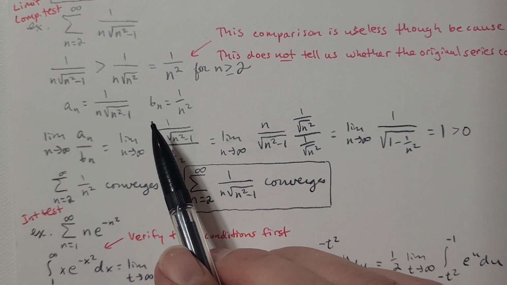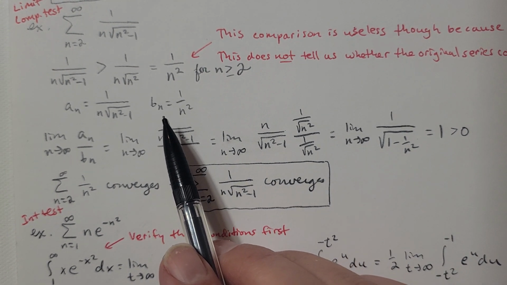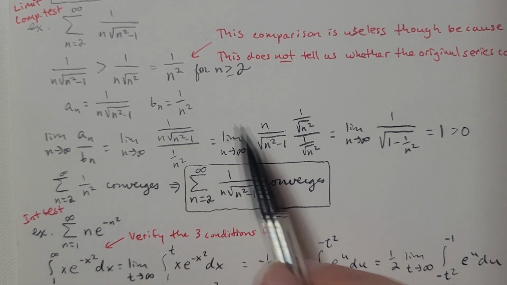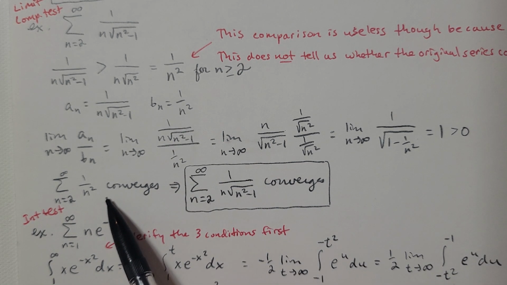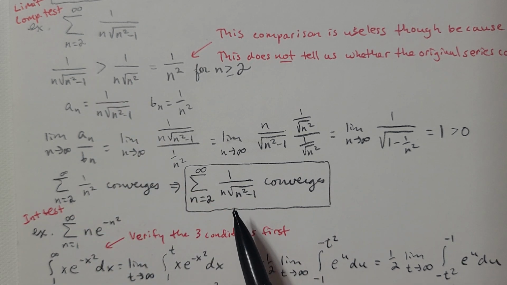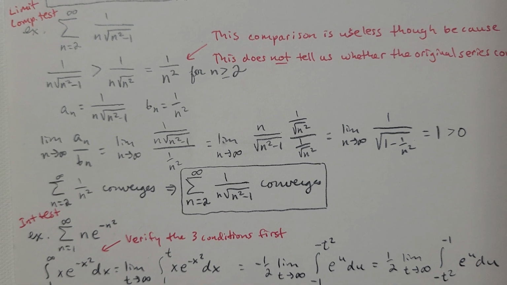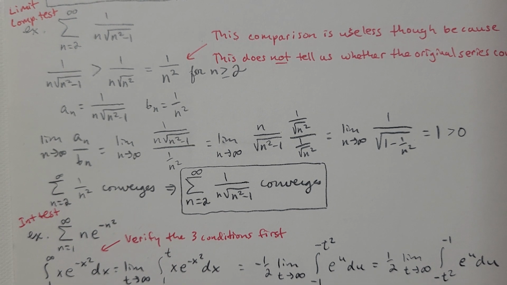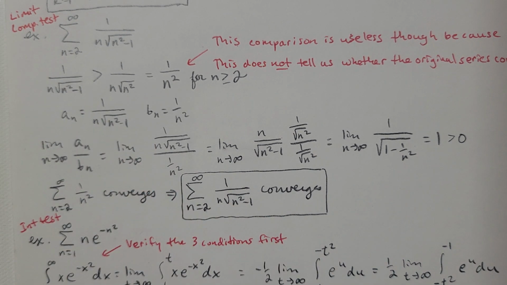And the sum from n equals 2 to infinity of b sub n is a convergent p series, like I said. So because that converges, I know that the original series is also going to converge. And that's going to happen by the limit comparison test.